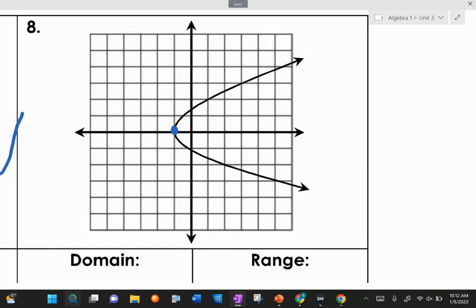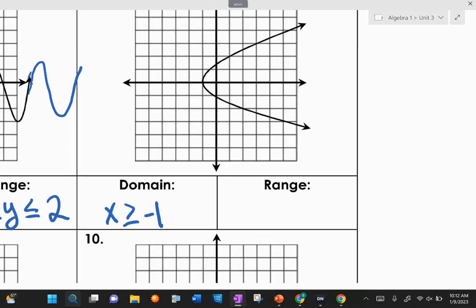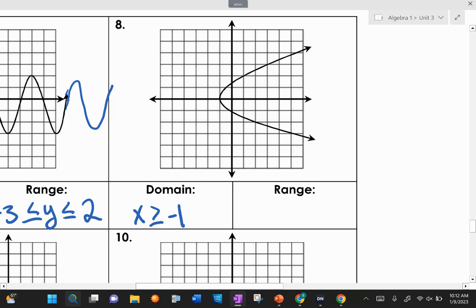Okay. Let's look at these. Number 8. Our far left value for our domain is going to be what? -1. Okay. So we would say our domain is x is greater than or equal to -1. Range. All real numbers, which is R. Yes, I got that one right.